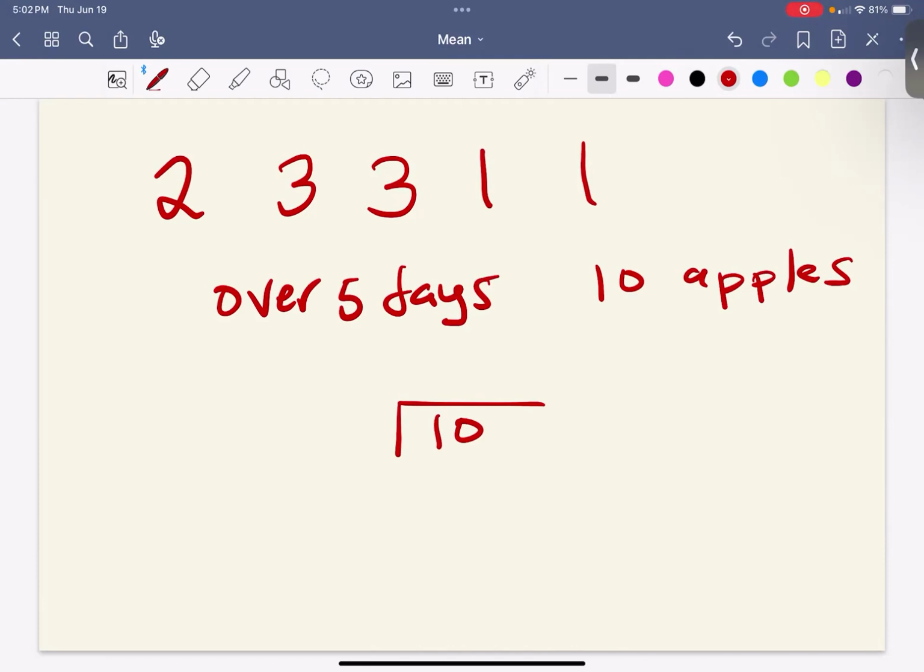over 5 days. So what we do is we add up all the numbers in the data set and then we divide it by the number of numbers in the data set. So there are one, two, three, four, five numbers. And now we're going to divide it by the total when we add up all those numbers. So 10 divided by 5 is 2. So you could say, I ate about two apples every day. So the mean is two.